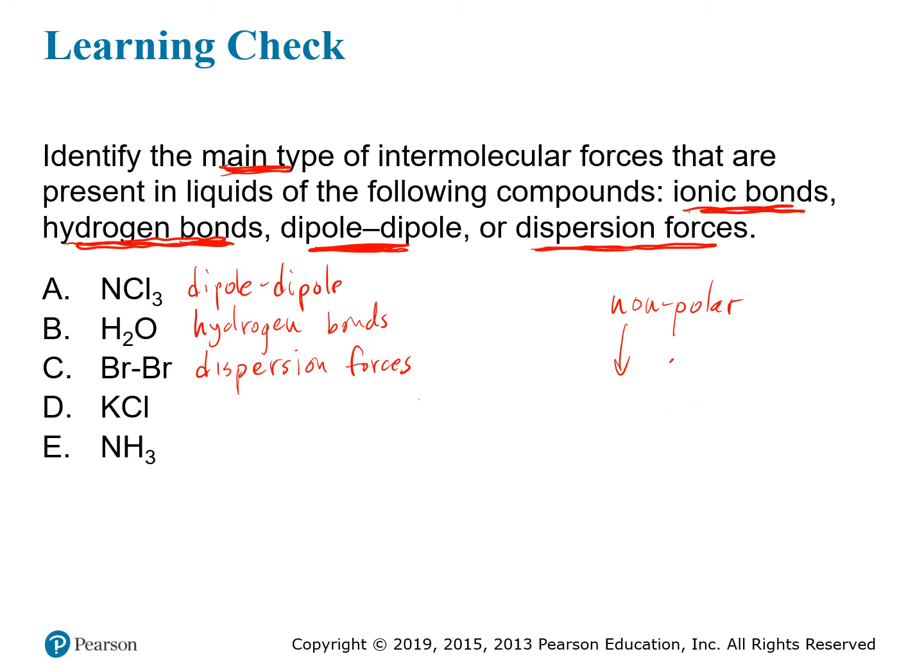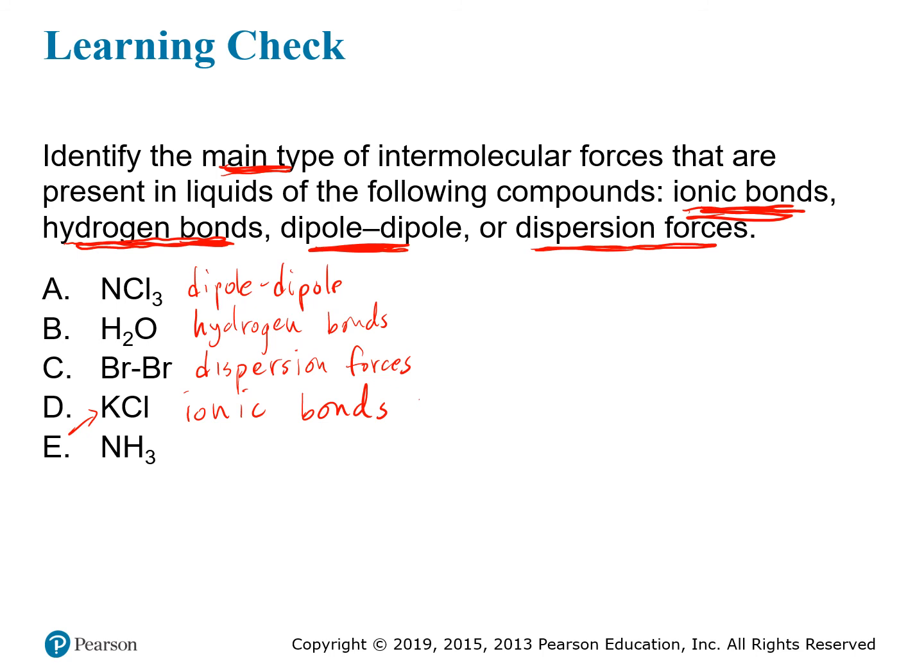Okay? The next one is KCl. Okay? And this is very easy because we start at the beginning, ionic bonds, and we see that K is potassium, that's a metal, which means this must be an ionic compound, which means the strongest forces here are going to be the ionic bonds between the ions. Okay? And then we're done.